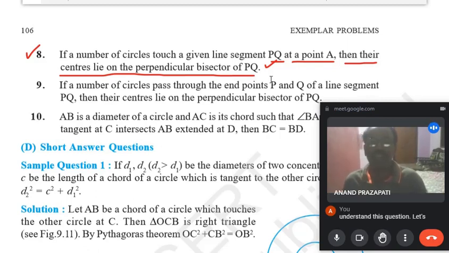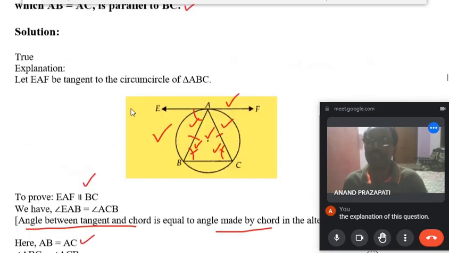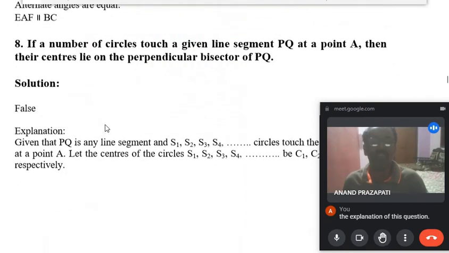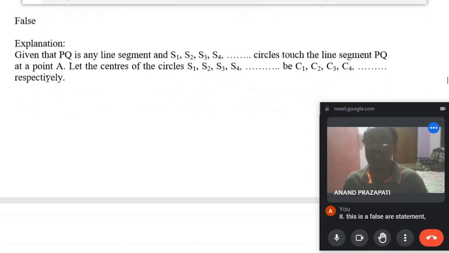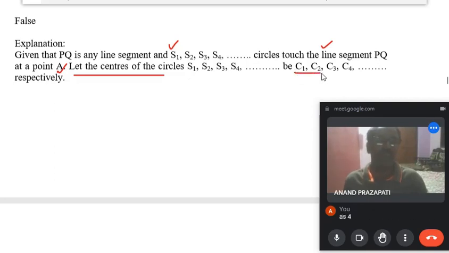Let's see the explanation of this question. This is the explanation of question number 8. This is a false statement. The explanation is in this way. Given that PQ is any line segment, and circles S1, S2, S3, S4 touch the line segment PQ at a point A. Let the centers of the circles S1, S2, S3, S4 be C1, C2, C3, C4 respectively.